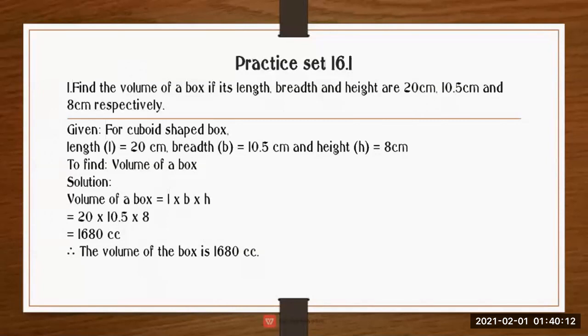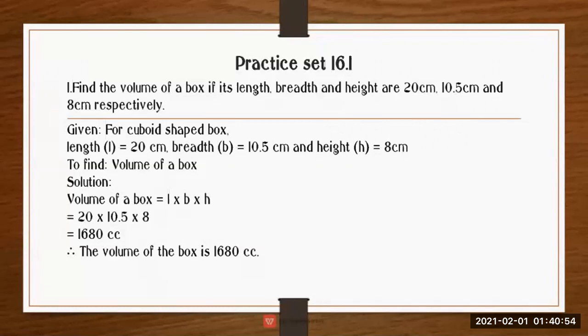Now, we will start with the solution. Here the volume of a box, that is the same as the volume of a cuboid, is length into breadth into height. Length is 20, multiply by 10.5, multiply by 8. If we multiply 20 by 10.5 by 8, we get the answer 1680 cubic centimeter. We use the standard unit, cubic centimeter or cc, because we are finding the volume of a cuboid and it is always measured in cubic centimeter.